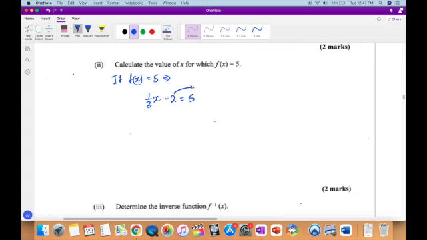Remember, I could throw the 2 across to get 2 plus 5. But remember, a third x is actually the same as x on 3. So x on 3 is equal to 7. And now I will have x being 7 times 3 when I throw the 3 across. So 7 times 3, and x will be 21.